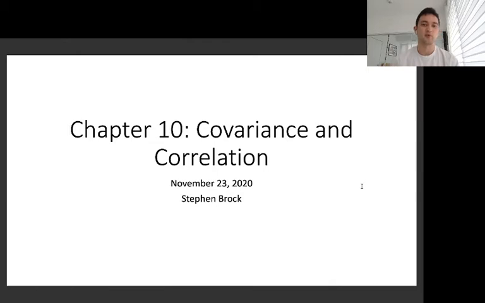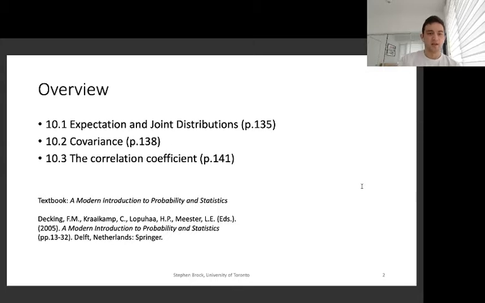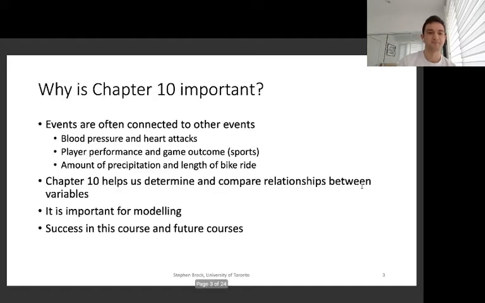Today I'm going to be talking about Chapter 10, which is Covariance and Correlation. Chapter 10 is broken up into three sections. The first section is Expectation and Joint Distributions. Section 2 is on covariance, and Section 3 is on the correlation coefficient. And as always, the textbook we're using for the course is A Modern Introduction to Probability and Statistics.